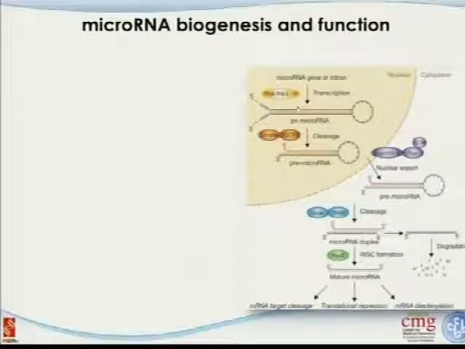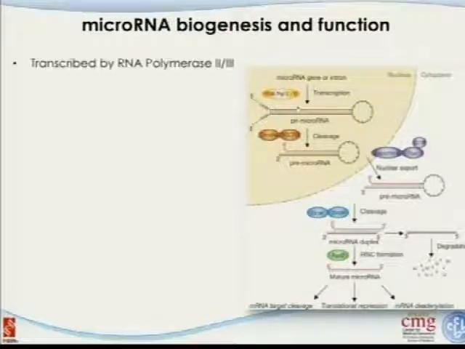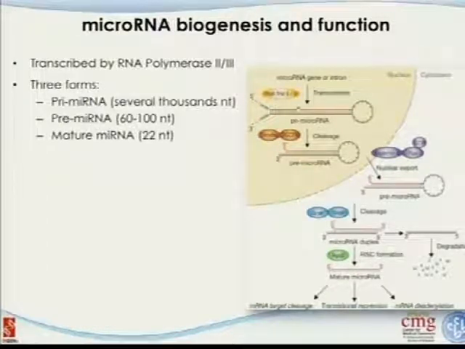So you can see that this is the cell, and this is the nucleus, and the microRNA is a gene on the DNA, and it will first be transcribed by RNA polymerase II or RNA polymerase III, okay? About 70% is transcribed by RNA polymerase II, which is the same as protein coding genes. And it has three different forms. After transcription, it first generates a very long form, which is called the primary microRNA. And that primary microRNA can be a couple of thousand nucleotides long.